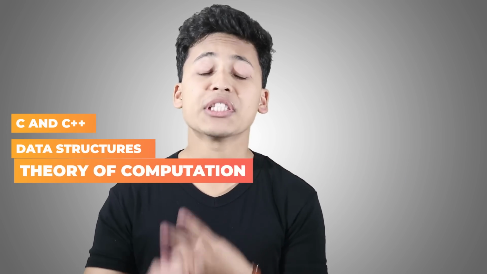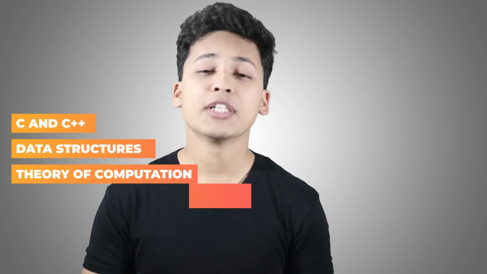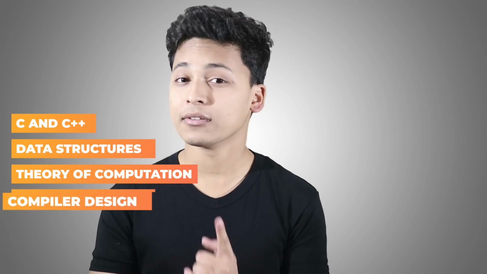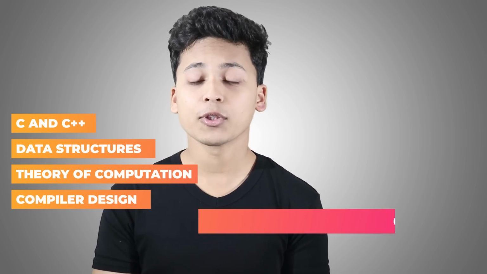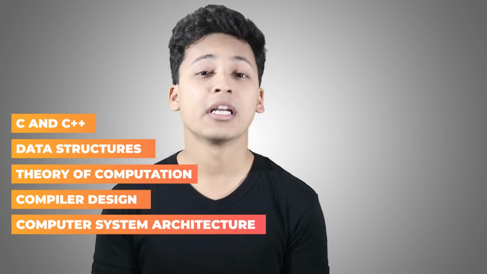But just to give you a summary, I'm not ending this video here, there's something more to come. The first subject would be your C and C++, the second one would be your data structures that involves algorithms, the third one would be theory of computation, which is very very very important, you need to practice it. The fourth one would be your compiler design, often interviews will ask you questions from this subject, and the fifth one is your computer architecture.